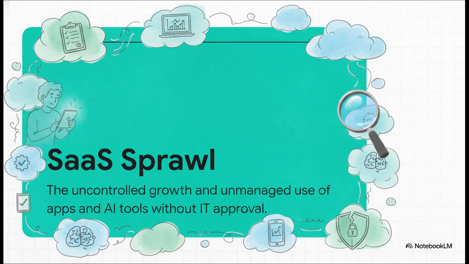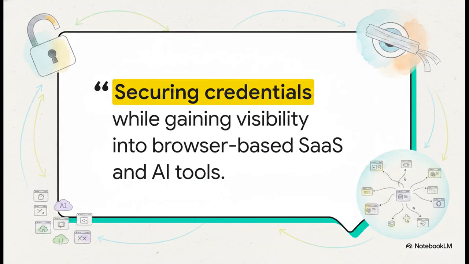Think about the employee who casually uses an unvetted free PDF converter online, or signs up for a brand new AI writing assistant using their corporate email. They do this completely without IT approval. It's uncontrolled growth. And the harsh reality is, you simply cannot protect company data if you don't even know where it lives. But look at how this is solved in the real world.